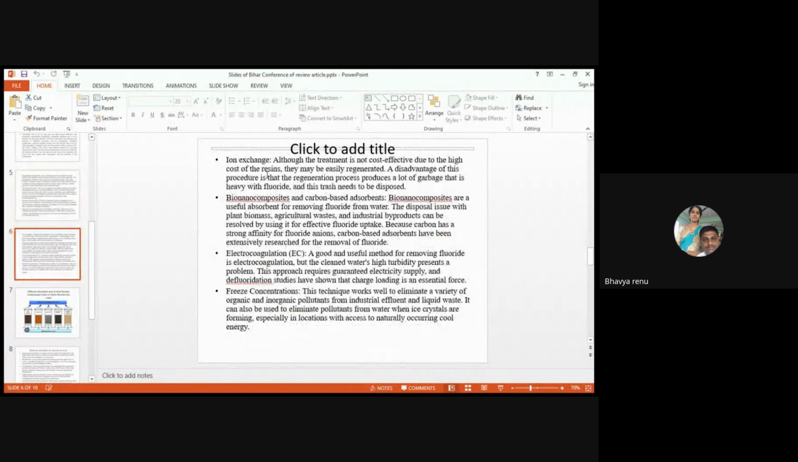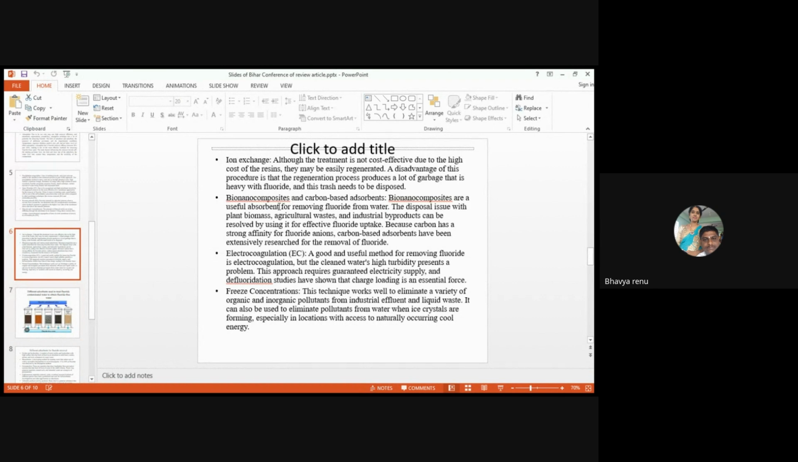Although the treatment is not so cost effective due to the high cost of the resins, they may be easily regenerated. And the disadvantage of this ion exchange process is that the regeneration process produces a lot of waste that is heavy with fluoride, and this cannot be disposed of easily.